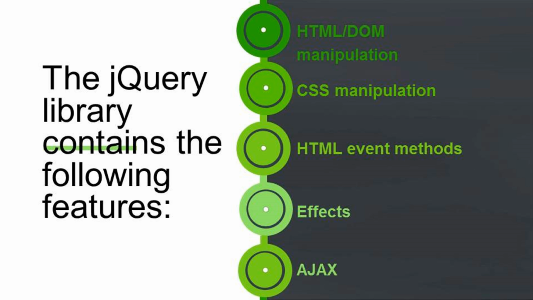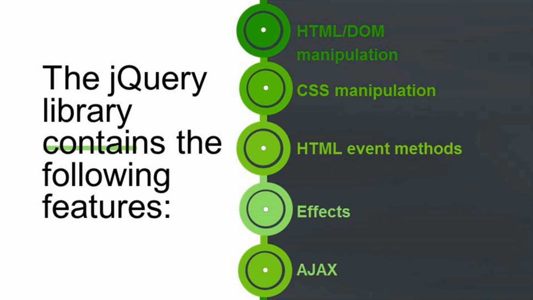So the jQuery library contains the following features. It contains HTML and DOM manipulation, so we can select HTML elements and we can manipulate them by calling jQuery functions, also known as actions. And we can manipulate CSS as well, so we can modify the appearance and look of the HTML elements, which is really nice.